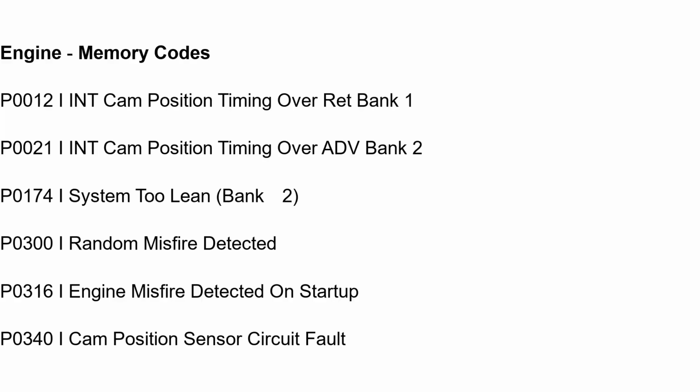I'm going to get you a shot over there of what codes I pulled out of it. Well, I figured I'm going to show you this here. That'll be better than me trying to get the camera over there onto the screen. So the codes that came up, P0012 and the 21, those are for your cam over advanced and over retarded, system too lean bank 2, random misfire detected, engine misfire detected on startup, cam position circuit.